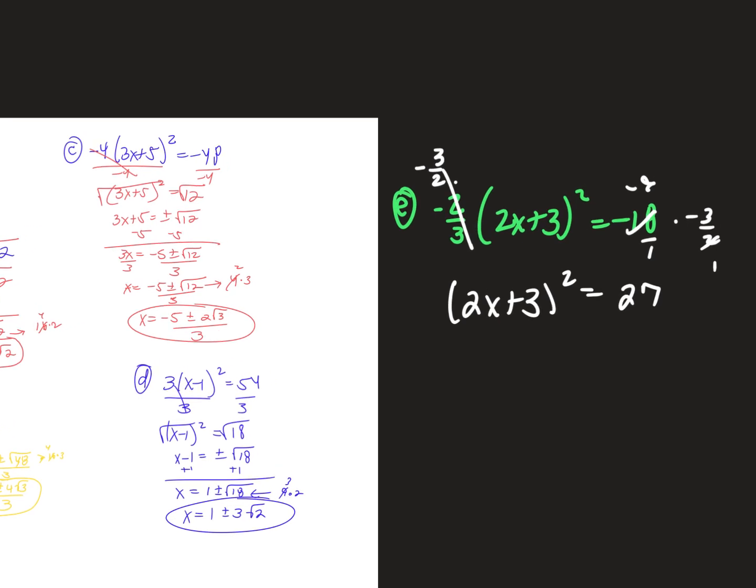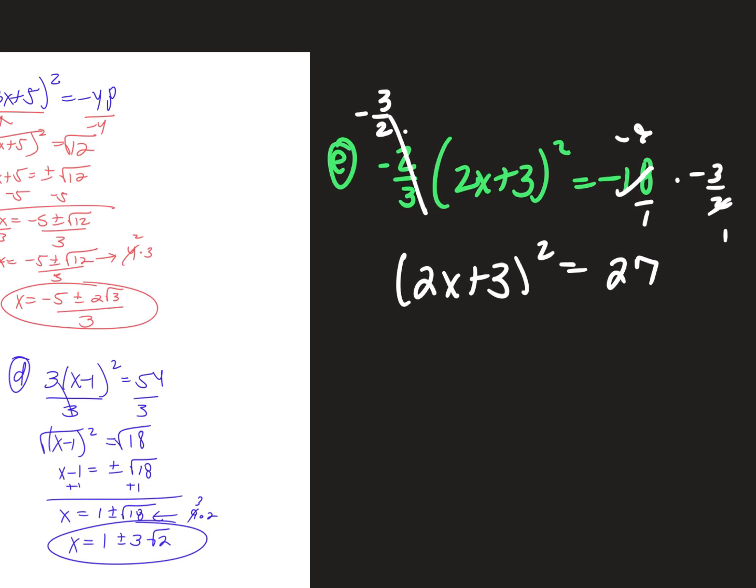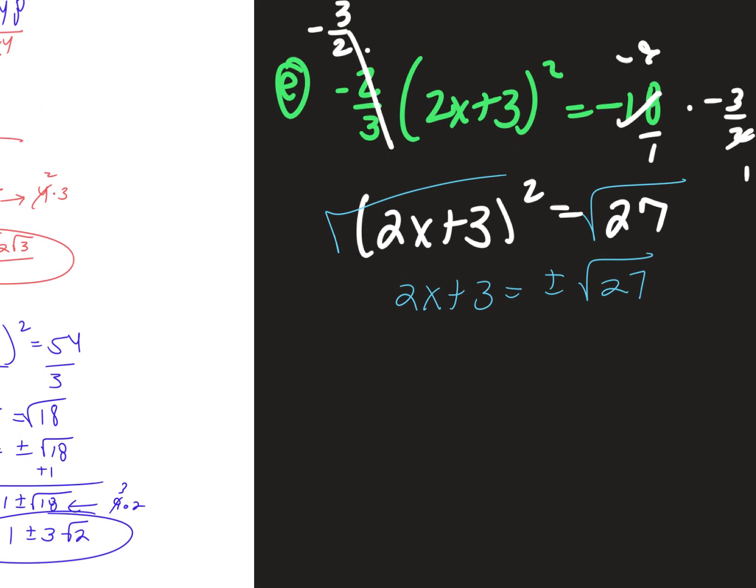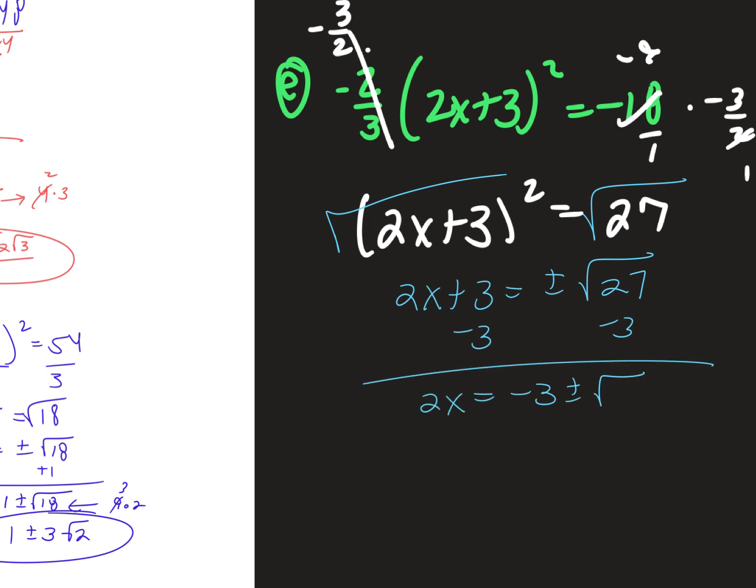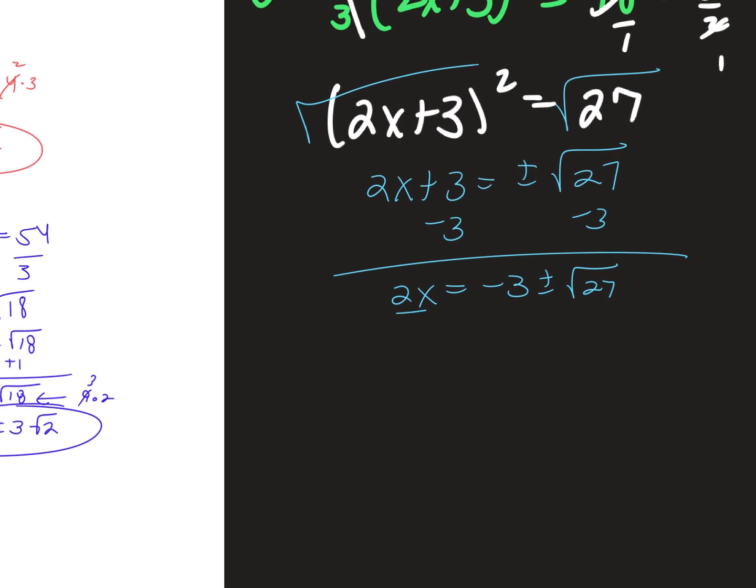And now that you have the binomial that is squared set equal to a number, we can now solve by taking the square root. So square root both sides. 2x plus 3 equals, remember, plus or minus, square root of 27. Subtract 3 from both sides. 2x equals negative 3 plus or minus the square root of 27. Divide by 2. X equals negative 3 plus or minus the square root of 27 over 2.